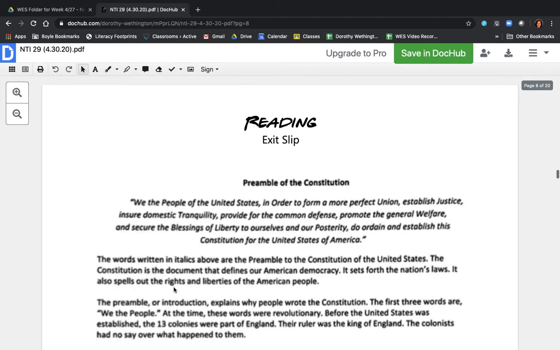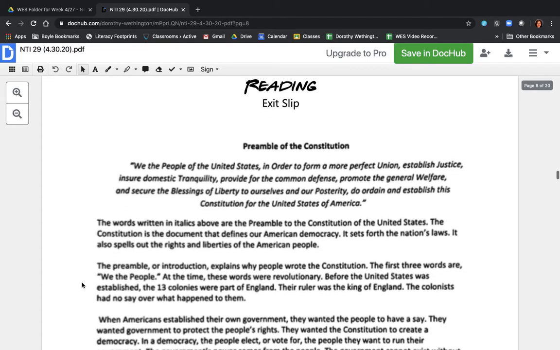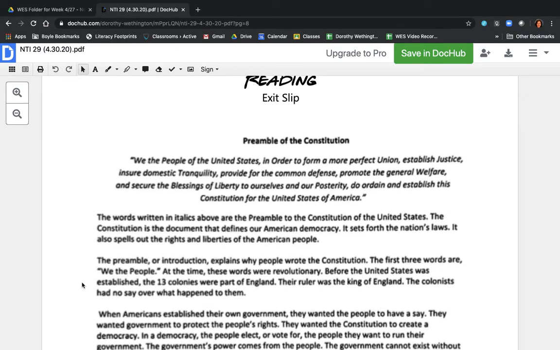The words written in italics above are the preamble to the Constitution of the United States. The Constitution is the document that defines our American democracy. It sets forth the nation's laws. It also spells out the rights and liberties of the American people. The preamble, or introduction, explains why people wrote the Constitution. The first 3 words are, "We the people." At the time, these words were revolutionary.